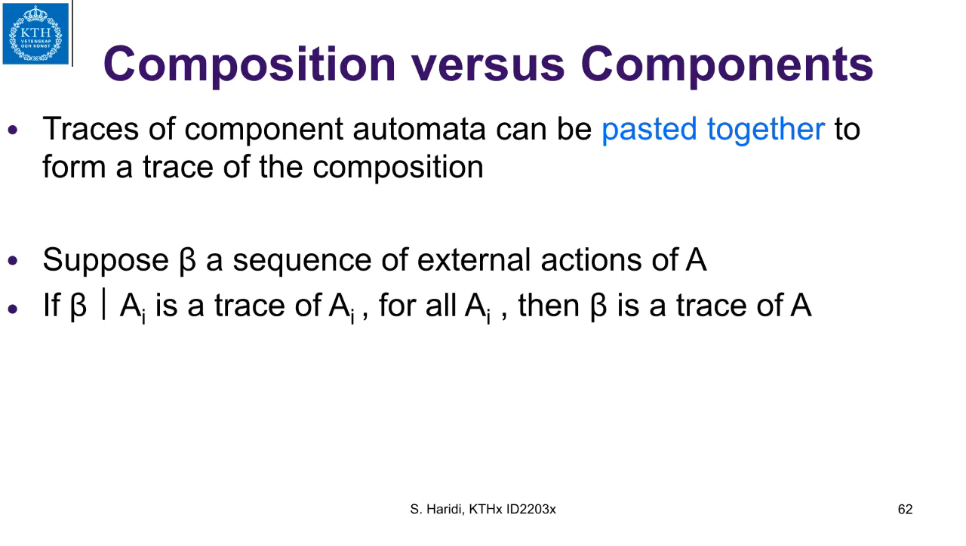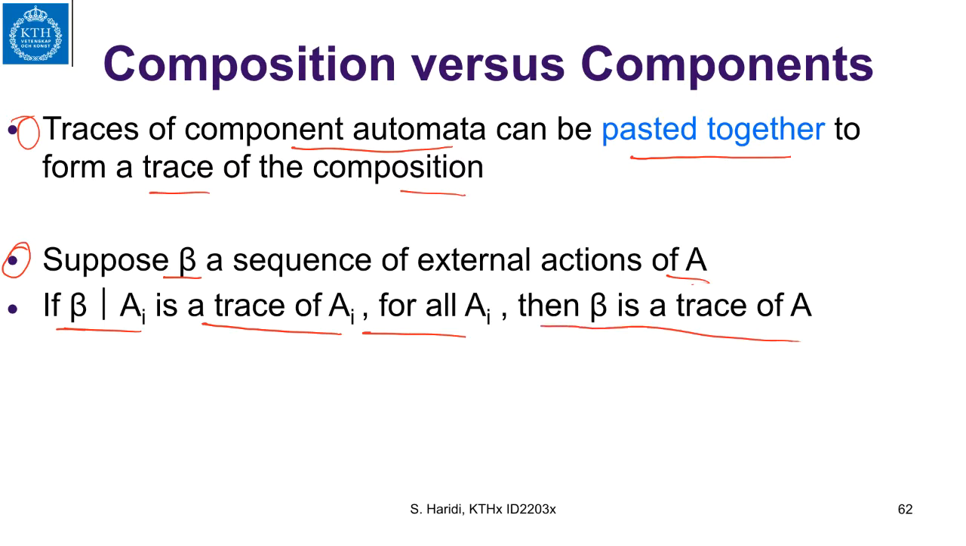And it looks like this. The traces of component automata can be glued or pasted together to form the trace of the composition, and that is as follows. If beta is a sequence of external actions of A, and if we restrict beta to each component, we get a trace of the component for all the components, then beta is also a trace of A.